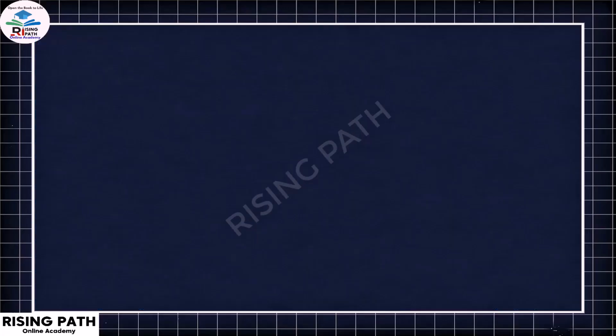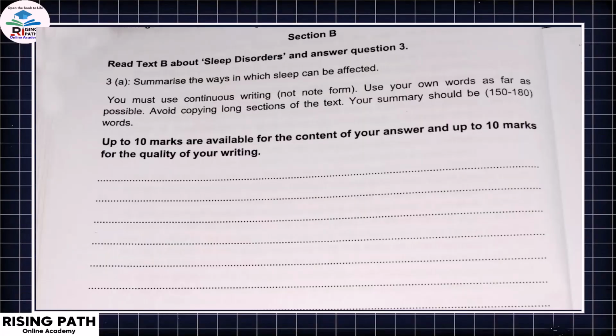Now we are going to attempt an actual exam question. Let's read the question of the summary. Read Text B about sleep disorders and answer question 3A, that is, summarize the ways in which sleep can be affected. The rest of the instructions are the same. You must use continuous writing, not note form. Use your own words as far as possible. Avoid copying long sections of the text. Your summary should be 150 to 180 words.